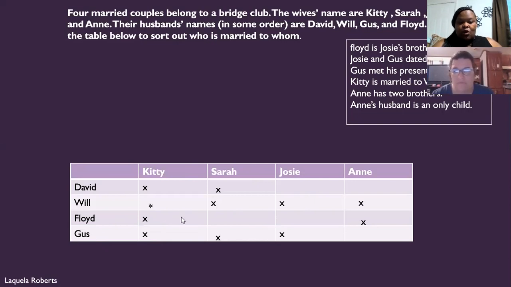So that means Will is not married to Ann. David is not married to Ann. Floyd is not married to Josie. Floyd is married to Sarah, and Gus is married to Ann. So that leaves David married to Josie. Yes, it does.